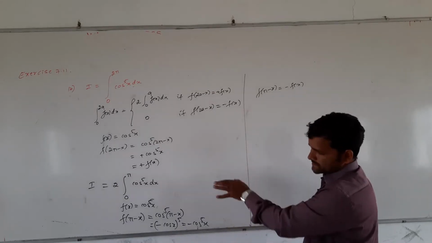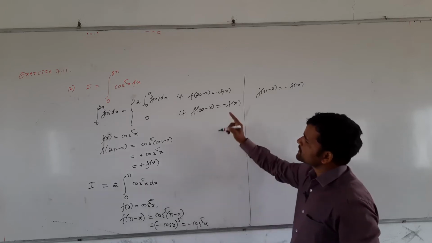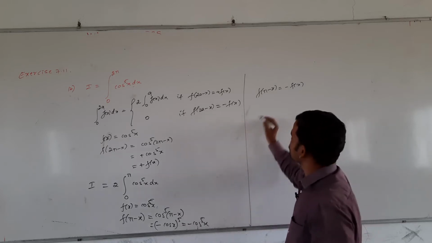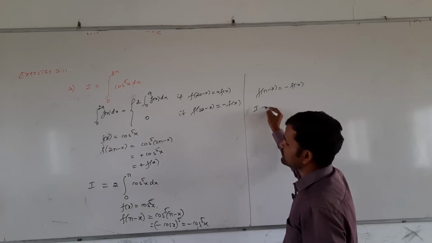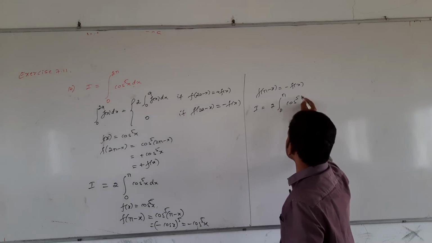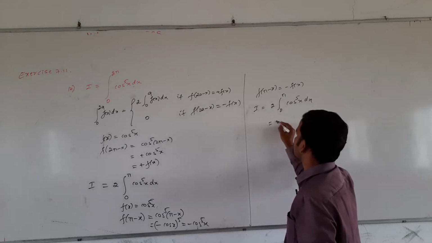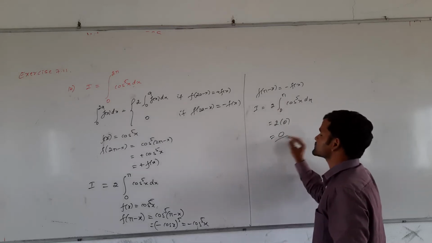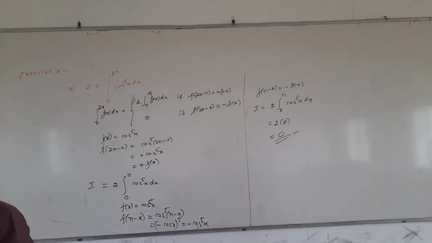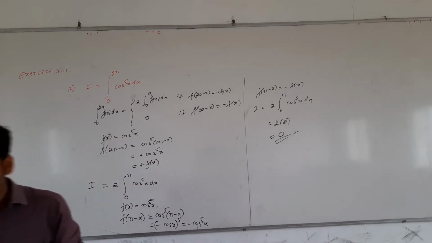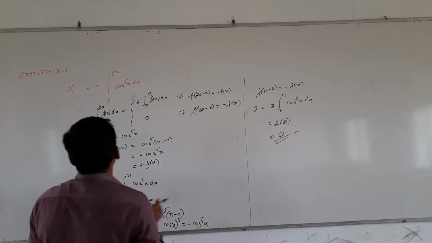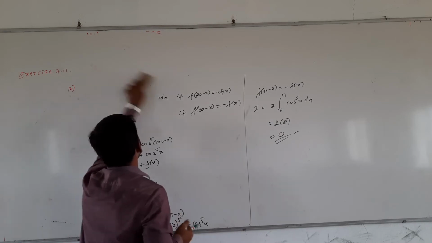In this second case, which case is applied here? The second case is applied. Therefore, according to that property, we have I is equal to 2 times the integral from 0 to pi of cos raised to 5x dx, which is equal to 2 into 0. Answer is 0. Yes, this is about problem number 14.